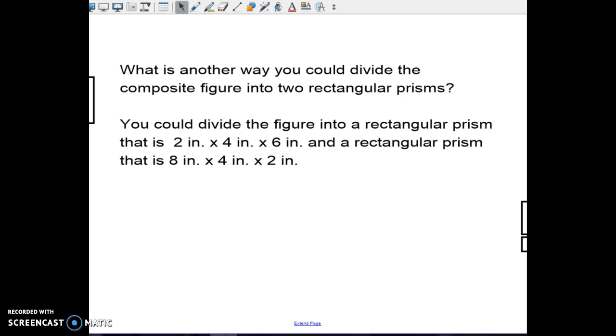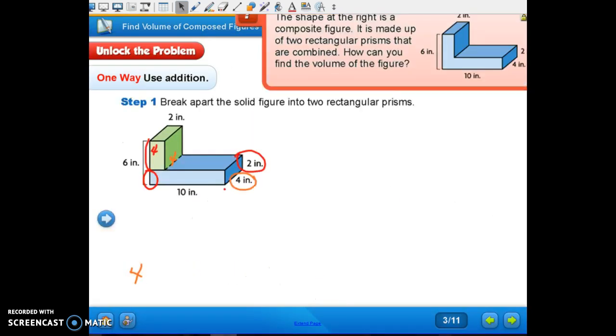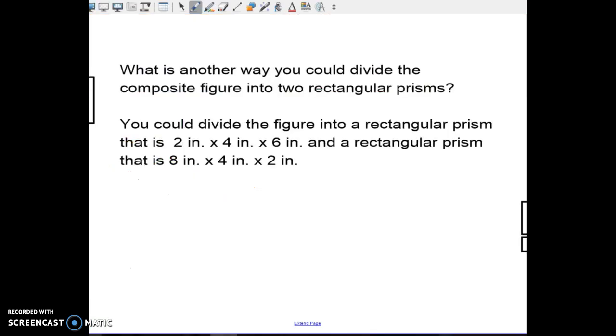You could have, I'm going to go back to the picture. Instead of cutting your rectangle here, you could have made this rectangle come on down. And then this would have been 6. And we know this would still be 4 by 2. But this one, what would this have been? 8. 8. Get you to this answer.